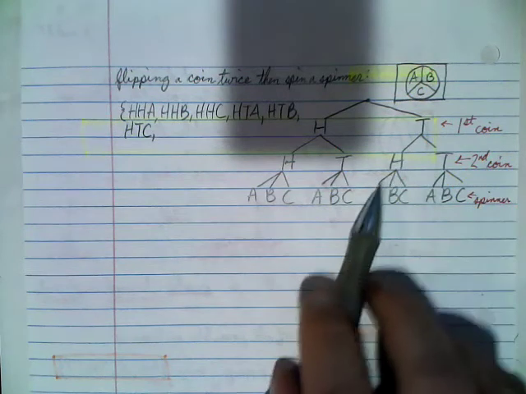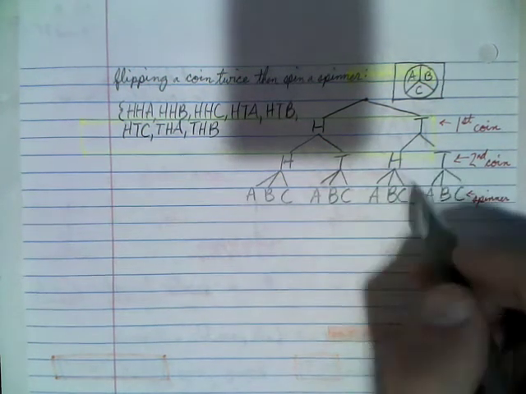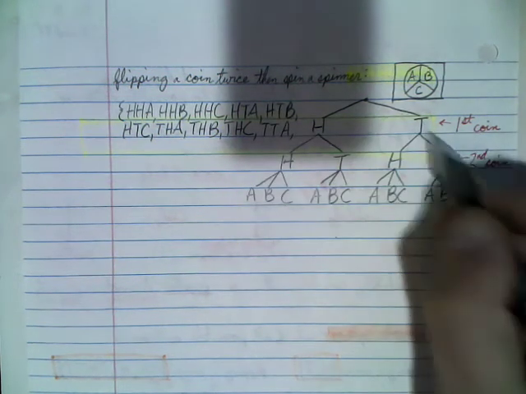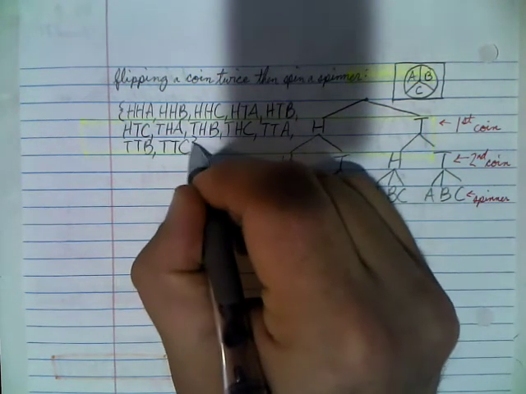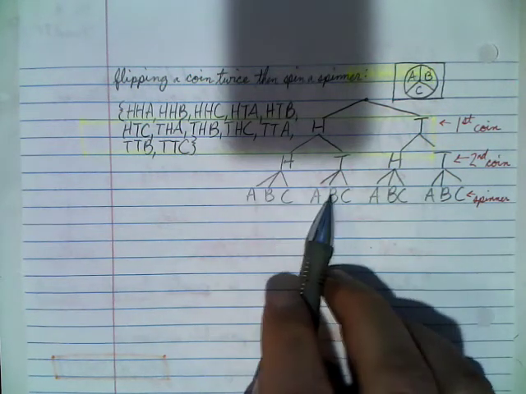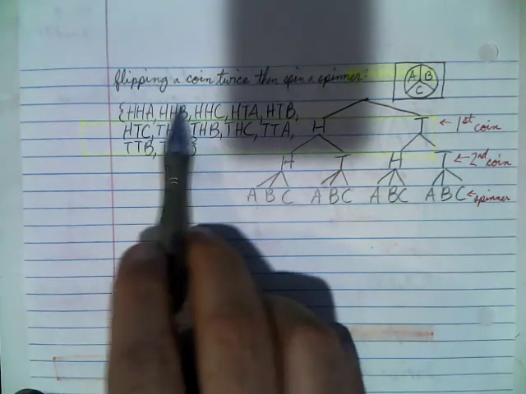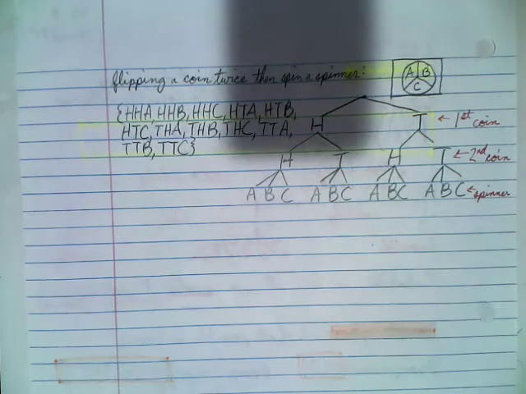So tails, heads, A. Tails, heads, B. And tails, heads, C. Finally, tails, tails A, tails, tails B, and tails, tails C. Just to double check, 1, 2, 3, 4, 5, 6, 7, 8, 9, 10, 11, 12 things should be in our sample space. So 12 things in my sample space.